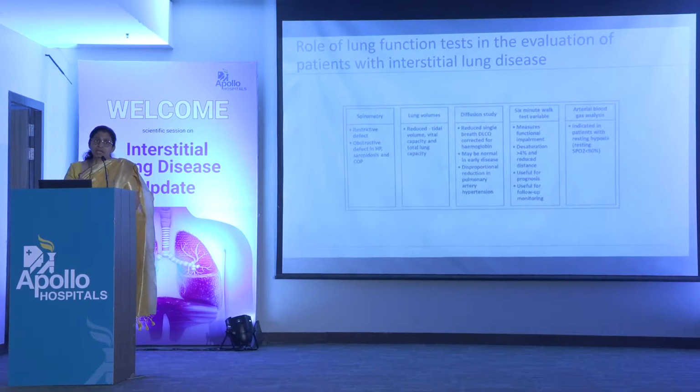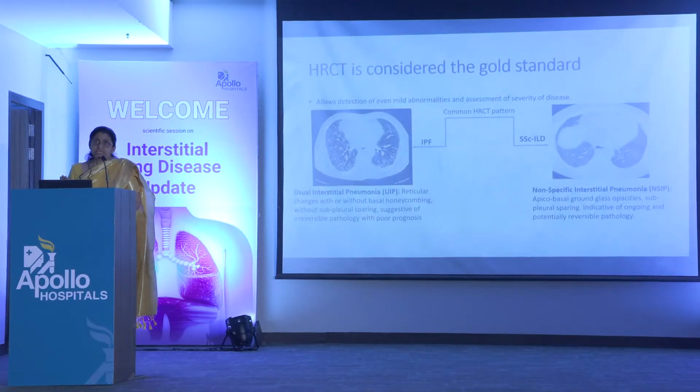blood gas. It also helps us to see whether there is any washout of the carbon dioxide, which is usually the case in these patients, or whether the carbon dioxide level is increased, which shows a much more advanced disease. Usually the carbon dioxide will either be normal or reduced in these patients, and only the oxygen will be reduced. So HRCT is the gold standard.